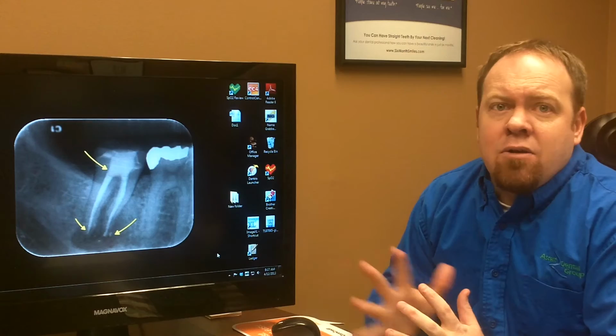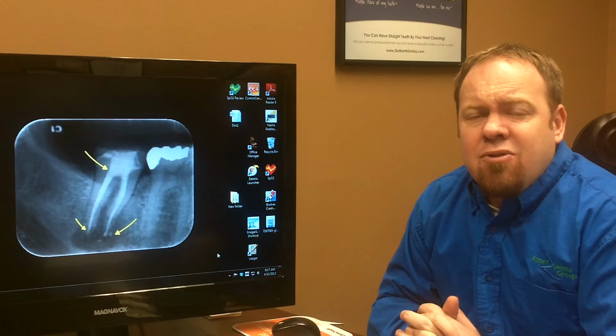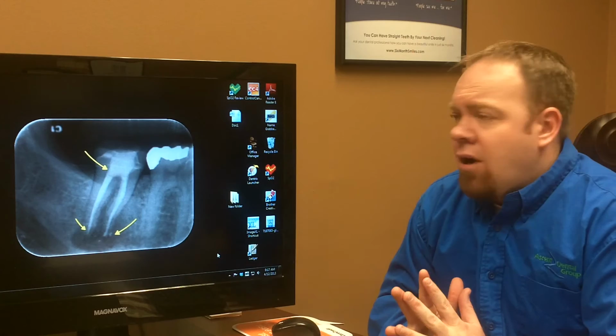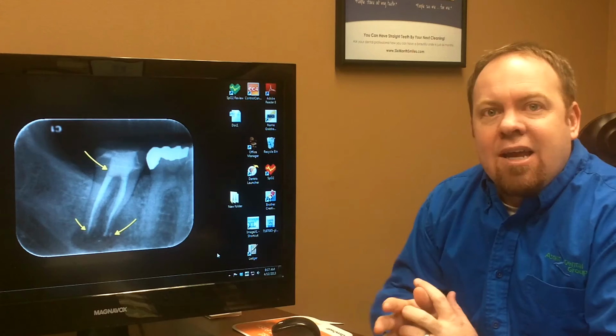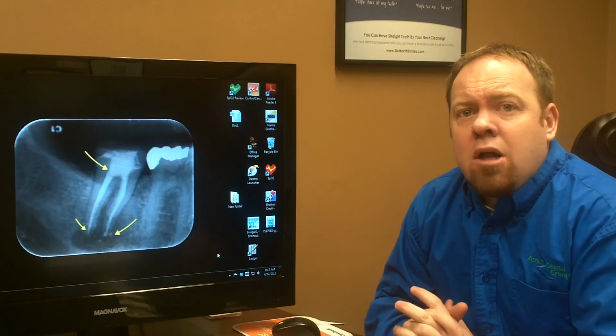The other option is to take the tooth out and put a dental implant in. That's becoming another option that's pretty viable now. So those are your two options. I see this all the time, but I'm seeing it more and more, where root canals just aren't taking, or we're finding more of them through dental technologies that weren't there in the past.